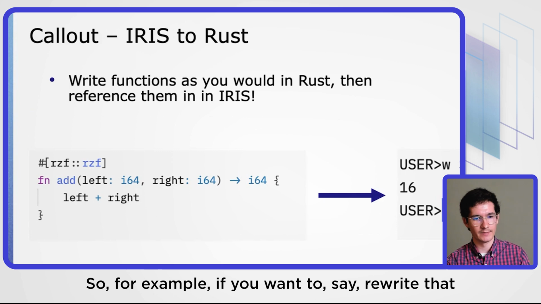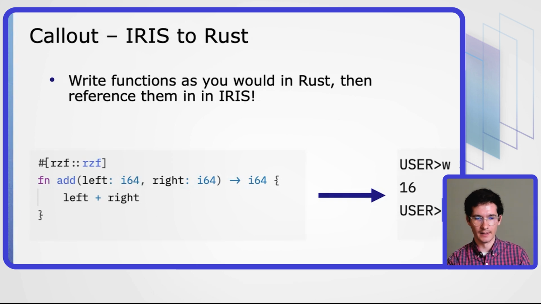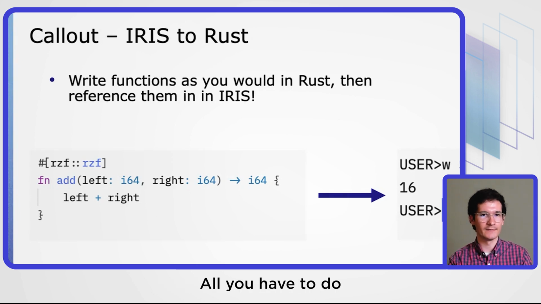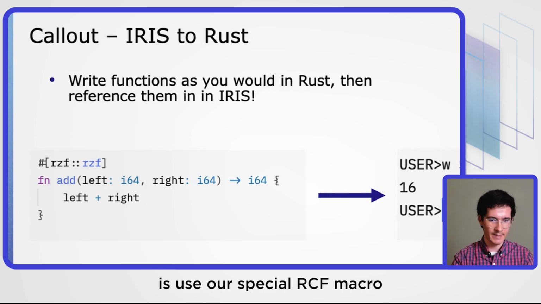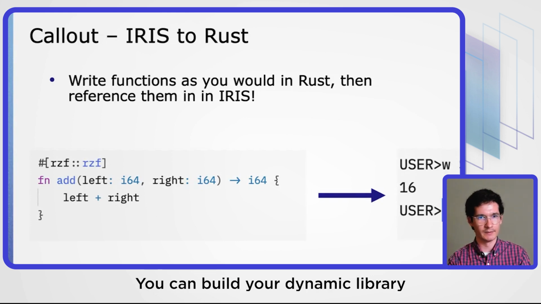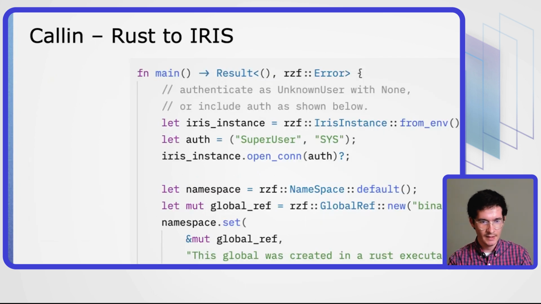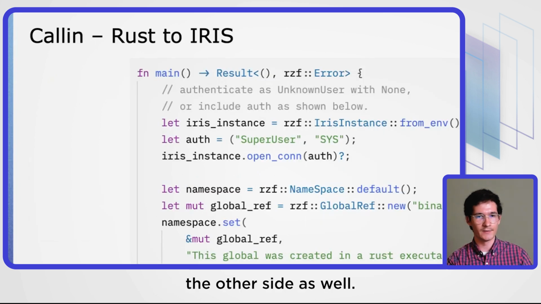So for example, if you want to rewrite that add function I showed you earlier, do it as you would in Rust, declare everything as normal. All you have to do is use our special RZF macro, and then no other setup is required. You can build your dynamic library and load that right into Iris. You can do the same thing from the other side as well.